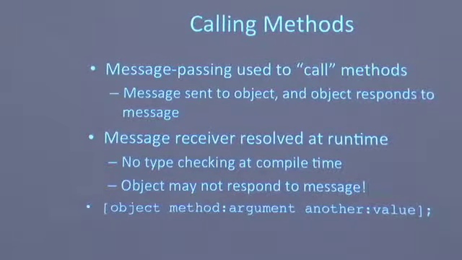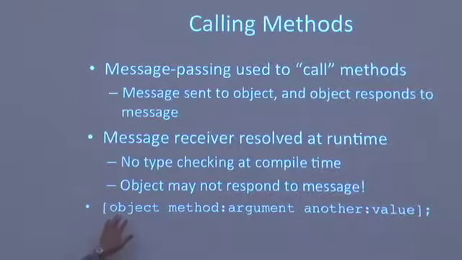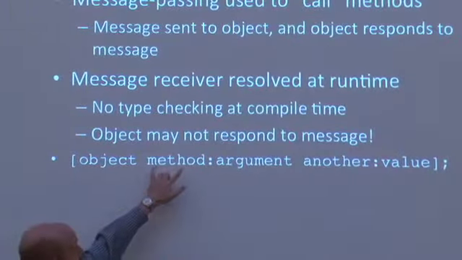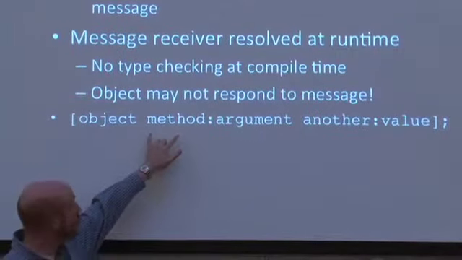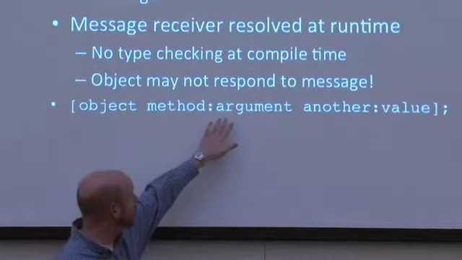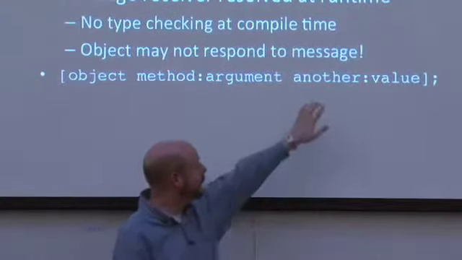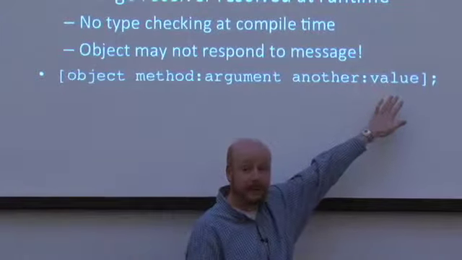But to send these messages, you pick the object you want to send the message to. You specify the method, as we had seen in the previous slide, and the argument you're going to pass to it. And then if you have an additional value, it will have a key name and a value to pass to it.